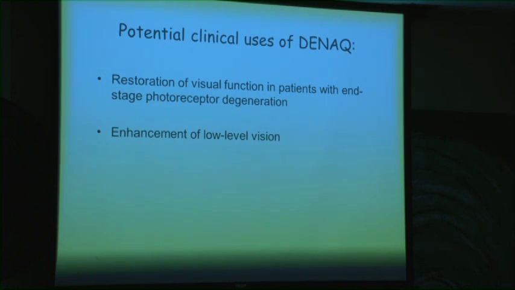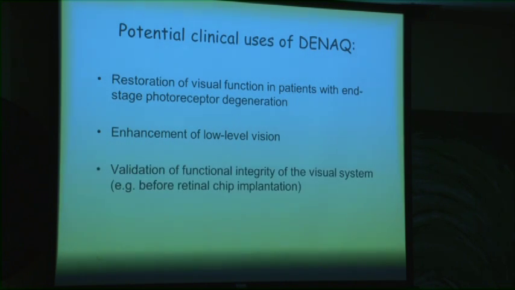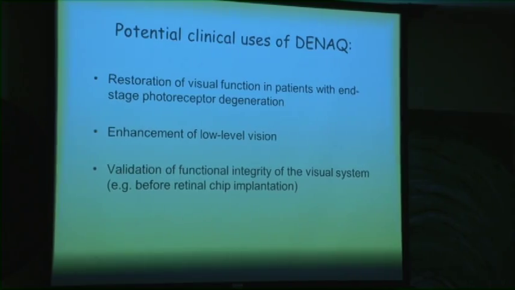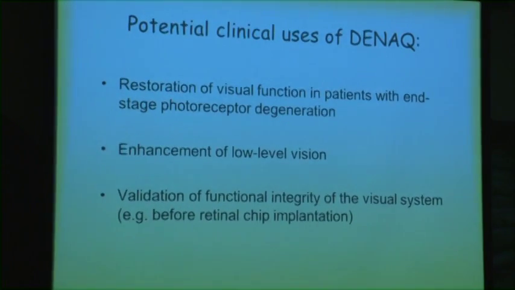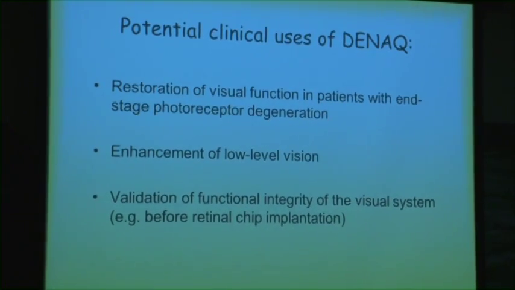Being a potassium channel blocker, it actually tends to amplify synaptic signaling. And also, as a method for validating whether there's integrity in the visual system downstream from the retina, having a metabolizable drug that you can inject to make sure that the brain is capable of receiving and interpreting signals from the retina, you can imagine using molecules like DNAC to validate the functional integrity before undergoing other kinds of dramatic treatments, for example, implanting a retinal chip.